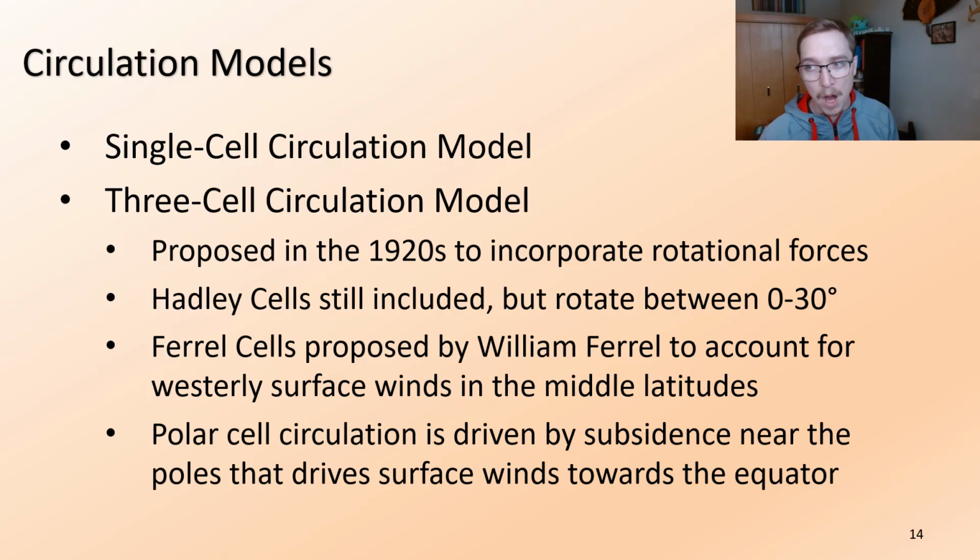There's another model, a three-cell circulation model proposed in the 1920s to incorporate rotational forces. Now, the term Hadley cell was kept in honor of George Hadley, but it's now used to describe a zone between about 30 degrees north and south and the equator. The Ferrel cells were proposed by William Ferrel to account for the westerly surface winds in the middle latitudes, and polar cell circulation was driven by subsidence near the poles that drives surface winds towards the equator.